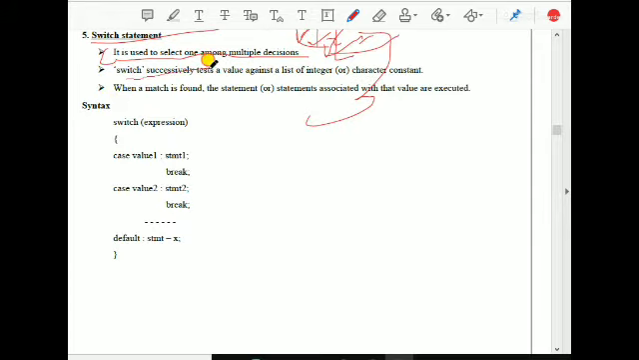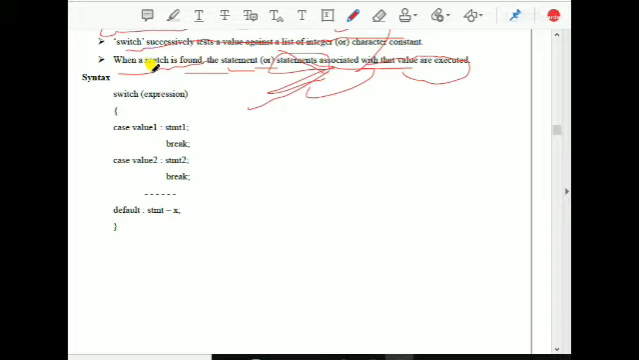See, switch successfully tests a value against a list. Don't write this one: when a match is found, statement executed. Just write this: when a match is found, the statement with the value is executed. Don't write the other one.